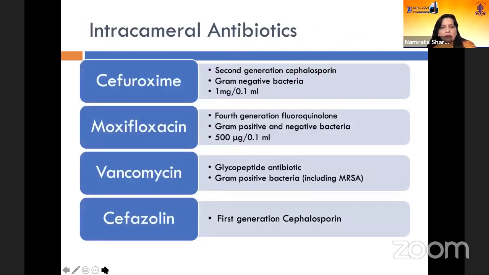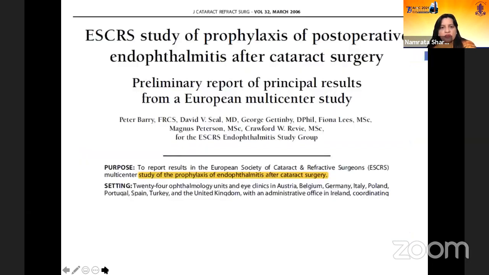Now, there are various antibiotics which have been used: cefuroxime, moxifloxacin, vancomycin, and cefazolin. Cefuroxime is a second generation cephalosporin effective against gram-negative bacteria. Moxifloxacin is a fourth generation fluoroquinolone with activity against gram-positive and gram-negative bacteria. Vancomycin is, of course, for gram-positive bacteria. And cefazolin is a first generation cephalosporin.